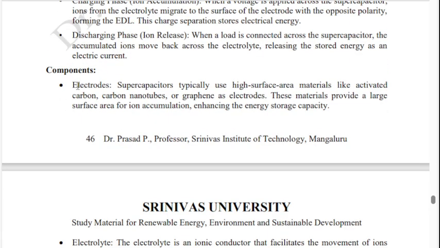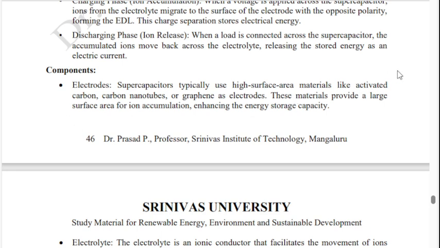Now the components. The electrodes in a supercapacitor typically use high surface area materials like activated carbon, carbon nanotubes, and graphene, because they have more active surfaces compared to other materials. More ions can go and occupy those pores or areas, so more active surface means more storage capacity. These materials provide a large surface area for ion accumulation, and it enhances the energy storage capacity.